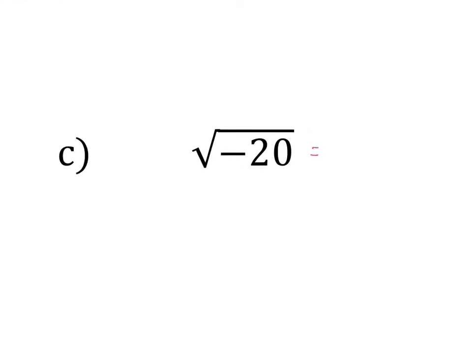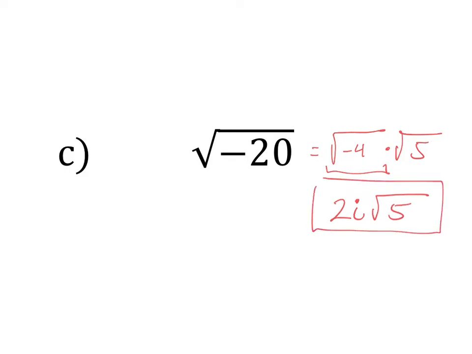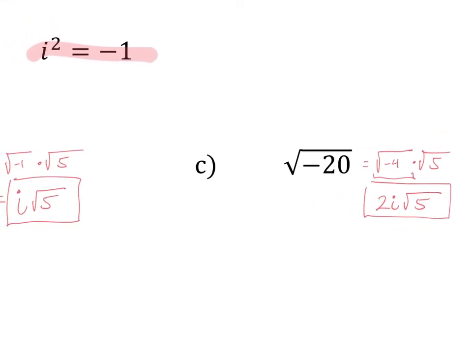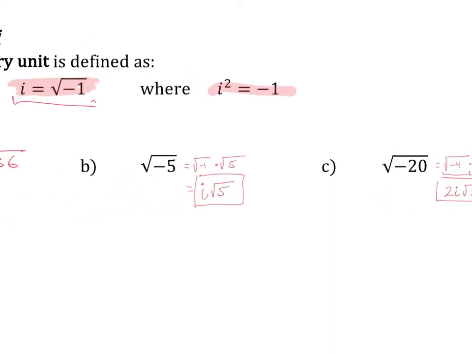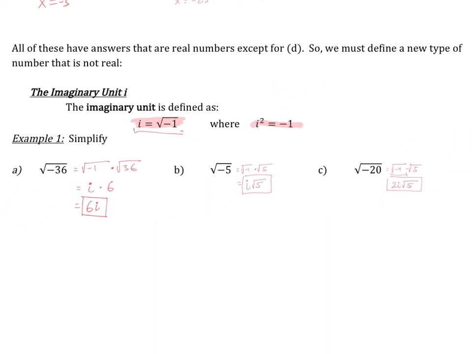Here we have the square root of negative 4 times 5. The square root of 4 is 2, and because it's negative, it's going to be 2i. The square root of 5 just hangs out. So that's 2i square root of 5. Now we can take the square root of negative numbers in that way.